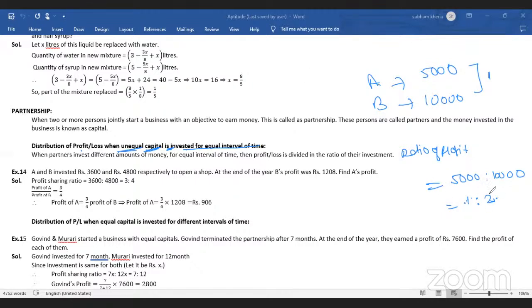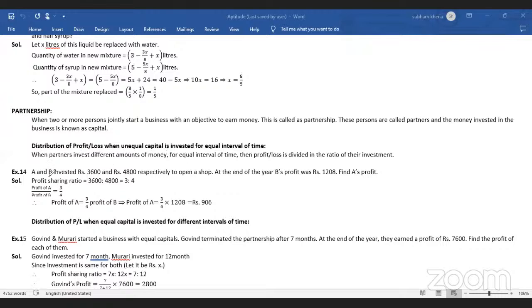Is this point clear? 1:2 का मतलब क्या है? कि total profit is how much? Not 2, not 1. It is 3. 1 plus 2, 3. ठीक है? This means if there is a total profit of 3 parts, A will get 1 part and B will get 2 parts. Got this point? Yes or no?